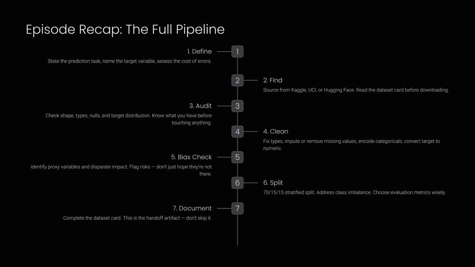The full 7-step dataset pipeline is: define, find, audit, clean, bias check, split, and document. Follow this framework for every dataset you build.